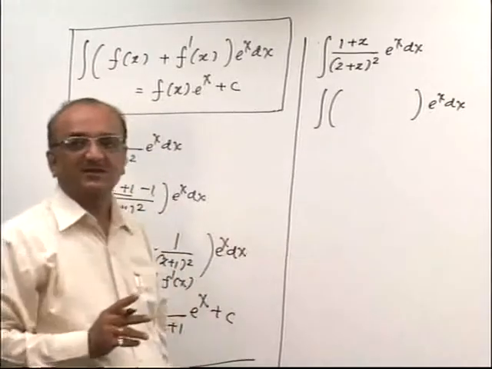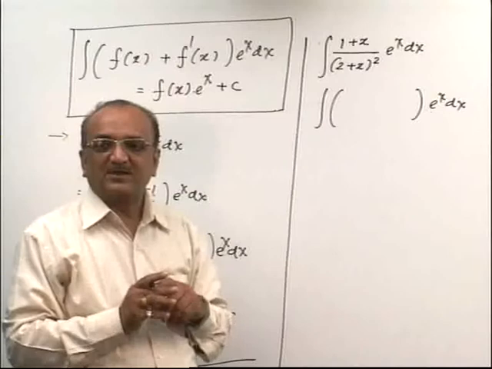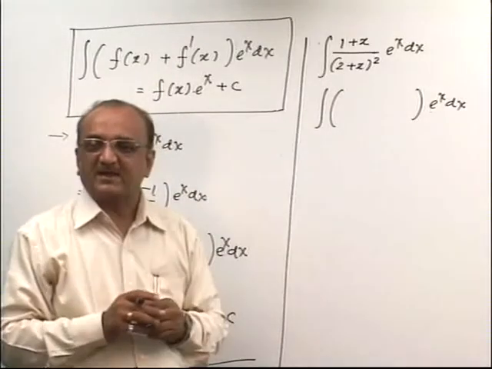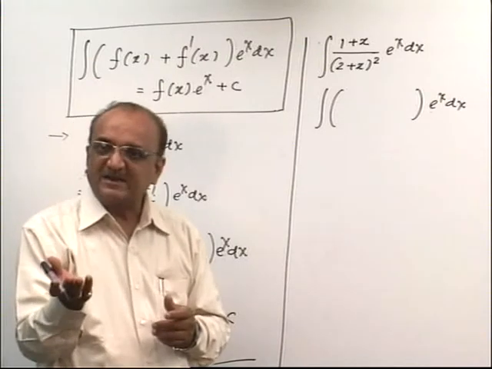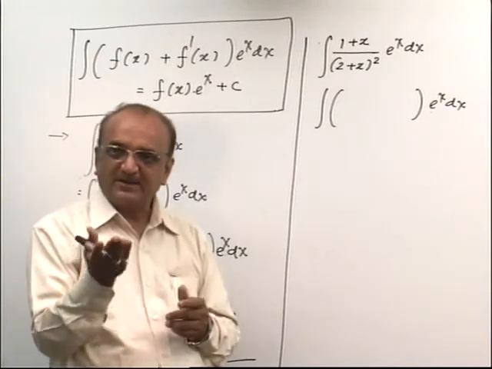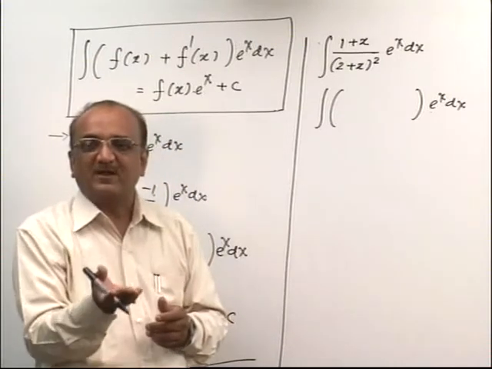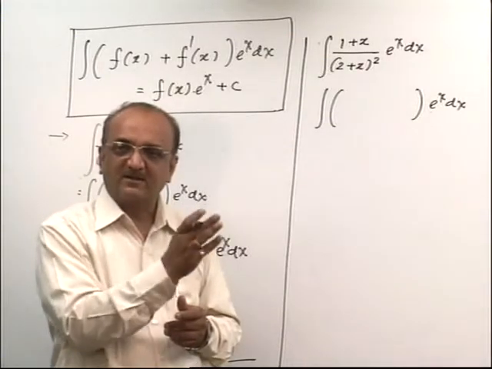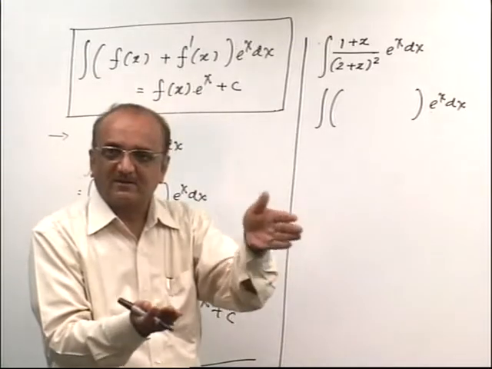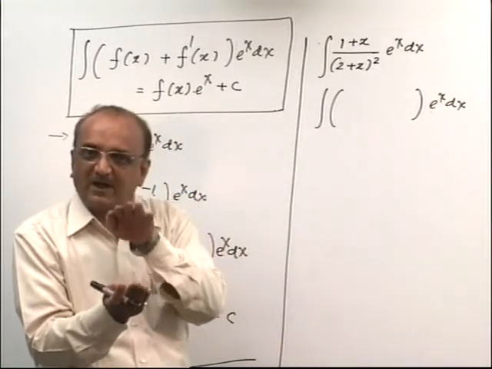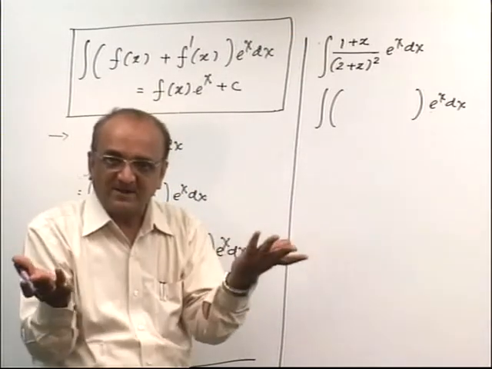Here we have two functions, one in numerator, the other in denominator. The numerator is 1 plus x and the denominator is 2 plus x. Which function is higher? Denominator? Obviously, yes. The denominator function is higher than the numerator, because the denominator is 2 plus x and the numerator is 1 plus x. According to the higher function, you have to adjust the lower function. What is the higher function? 2 plus x the whole square.